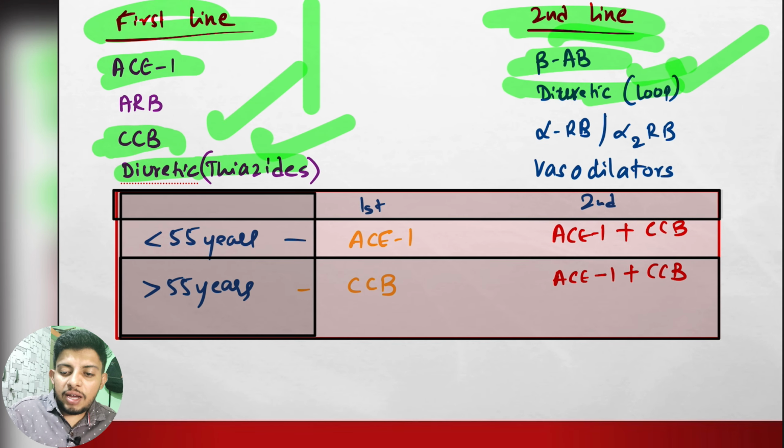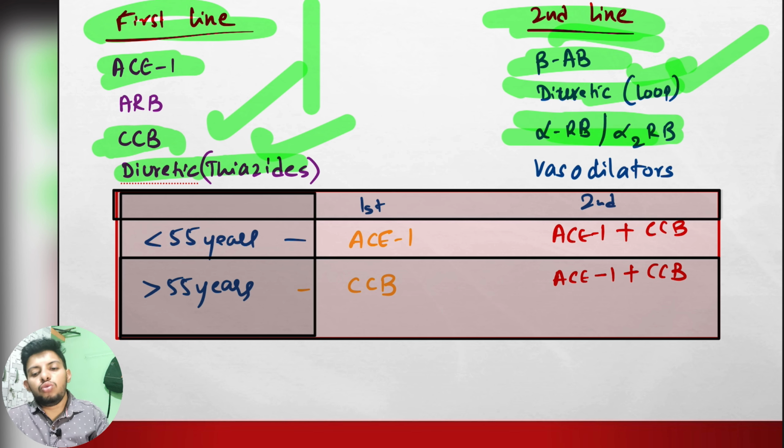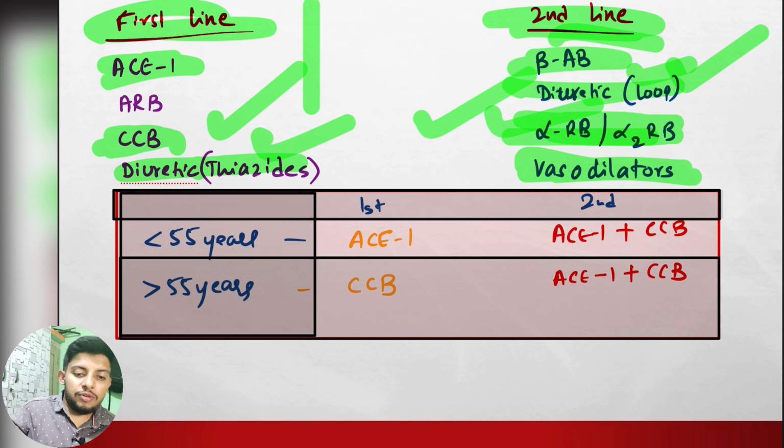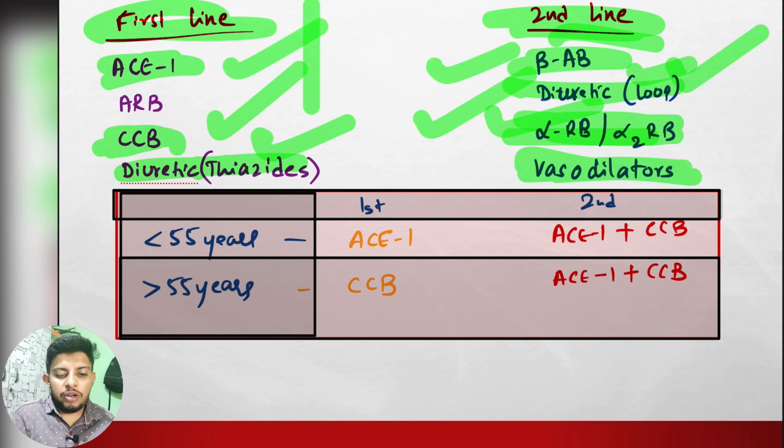Okay, next: alpha receptor blockers and alpha 2 receptor blockers you have to give. Not alpha agonists, because agonists will cause vasoconstriction. Blockers will cause vasodilation, and you have to give vasodilators too. Okay, so this much is enough for these drugs. We will go to the next.